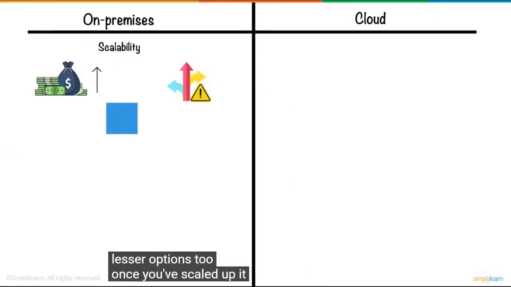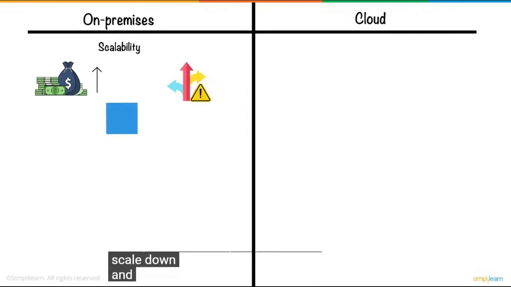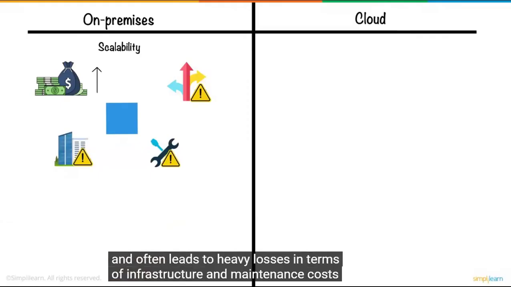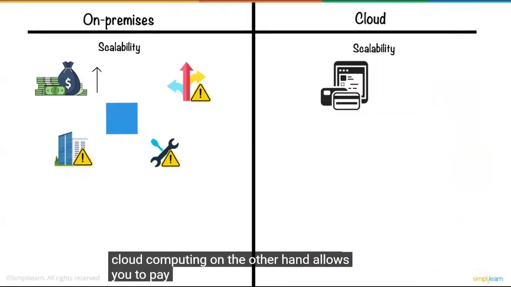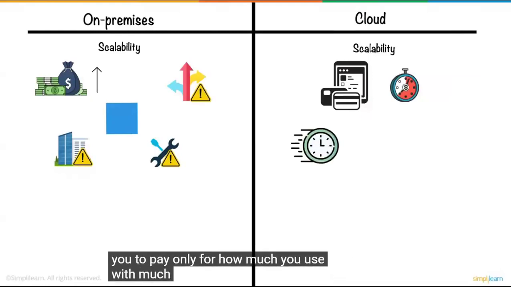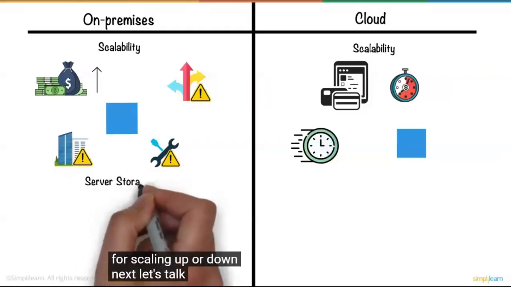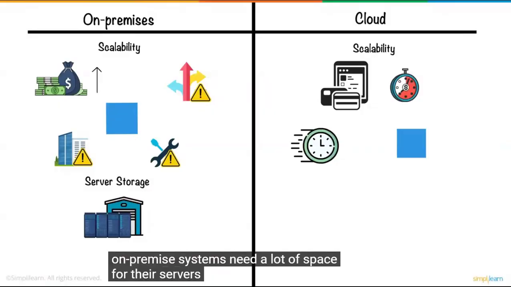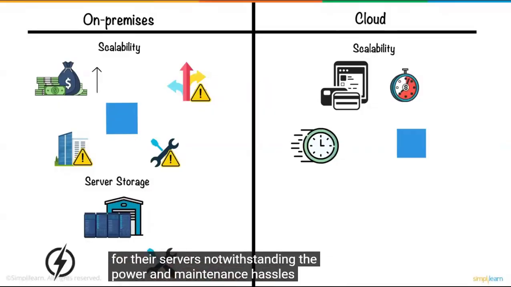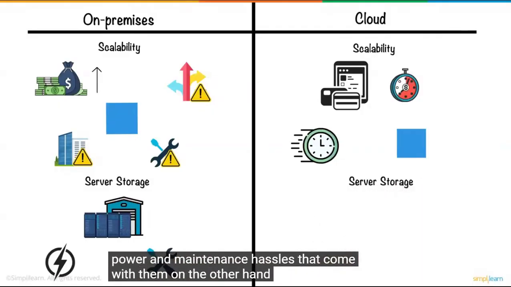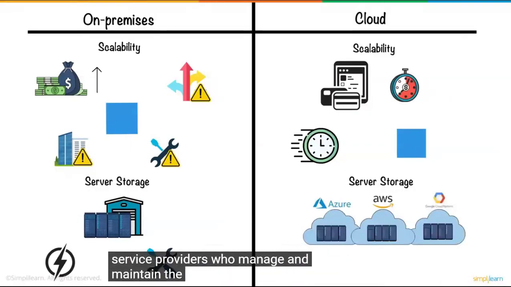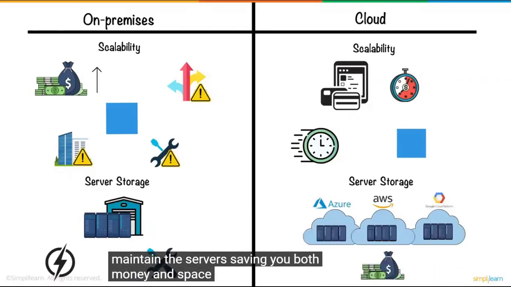Once you've scaled up, it is difficult to scale down and often leads to heavy losses in terms of infrastructure and maintenance costs. Cloud computing, on the other hand, allows you to pay only for how much you use, with much easier and faster provisions for scaling up or down. Next, let's talk about server storage. On-premise systems need a lot of space for their servers, notwithstanding the power and maintenance hassles that come with them. On the other hand, cloud computing solutions are offered by cloud service providers who manage and maintain the servers, saving you both money and space.